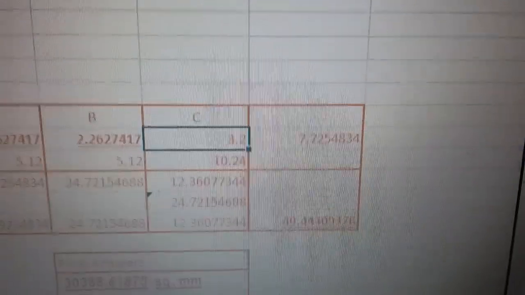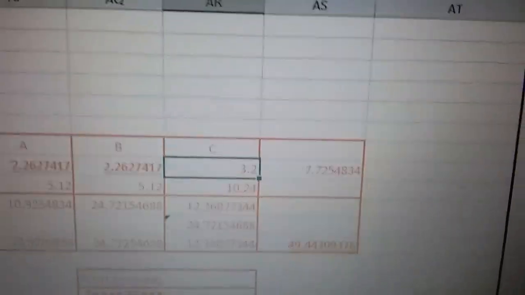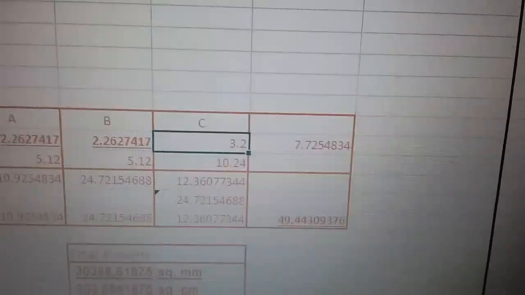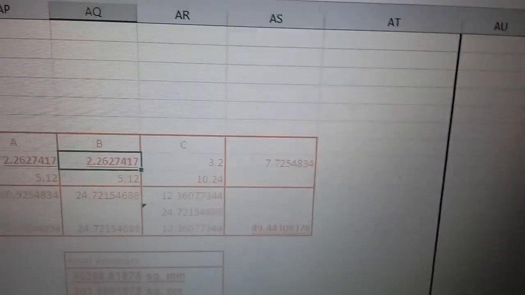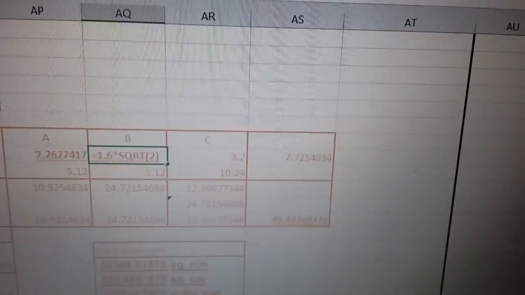So, we know that this is the hypotenuse, right? The hypotenuse is 3.2. So, 3.2, remember we square it, we should get 10.24. Now, what we did here was, ang ginawa ko ay ganito. Remember this one? Ito yun. We need to do 3.2 divided by the square root of 2. So, ganito yun.